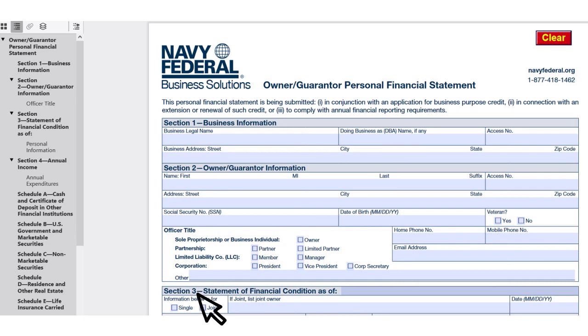And Section 3, you have statement of financial condition as of, you put the date. Statement of financial condition is the same thing as a statement of financial position or balance sheet. Those terms are interchangeable. And here, if the information is for a single or joint owner, you want to check the right box. And if it is joint, you want to list the joint owner and put the date of the information here.